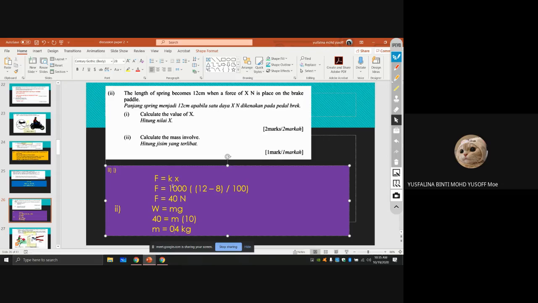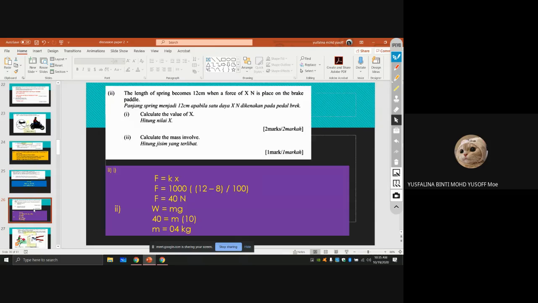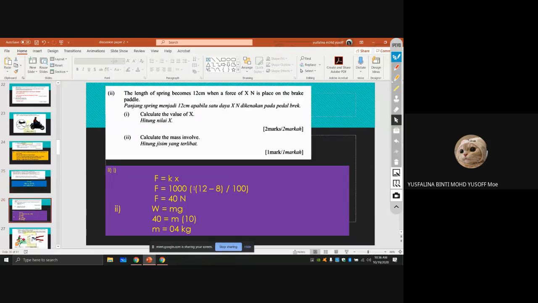Okay, so F equals Kx. 1000 is the value we already calculated before. Then the extension is 12 minus 8. 12 is the length after you put the force, but the original length is 8. So I do 12 minus 8 to find the extension, and I divide by 100 to change it to meter. So you get 40 Newton. That is the force.